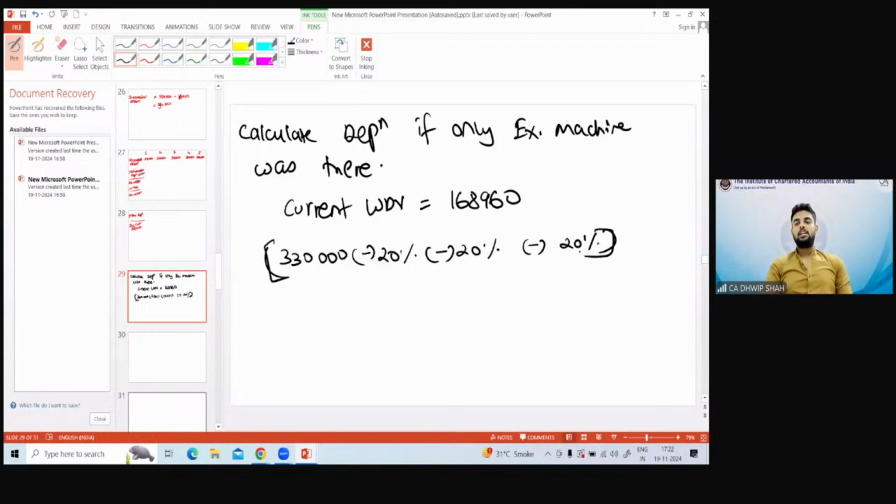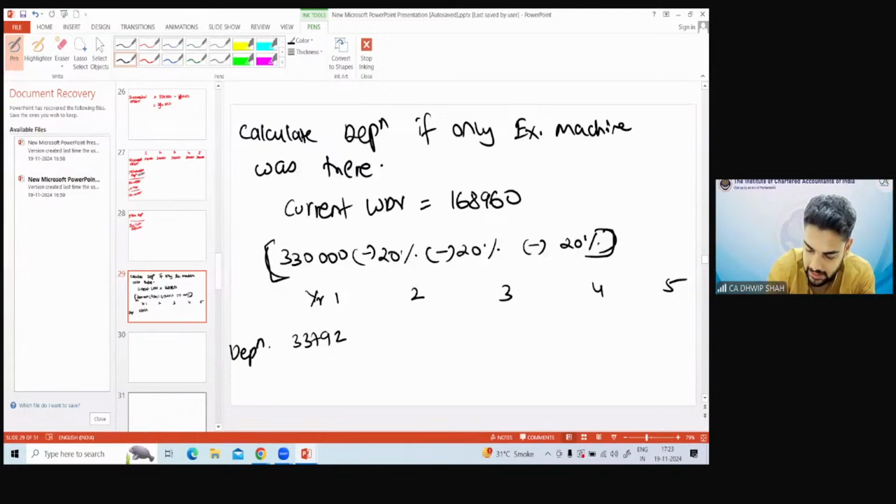So can I say only the existing machine was there in the question? I need to provide depreciation starting from WDV of 168,960. Any doubts? So in short, can you provide me now the depreciation amount for year 1, year 2, year 3, year 4, year 5, if only the existing machine was continued? So 168,960 into 20%. So for year 1, it would be 33,792. This would be the depreciation amount for year 1. Yes or no?